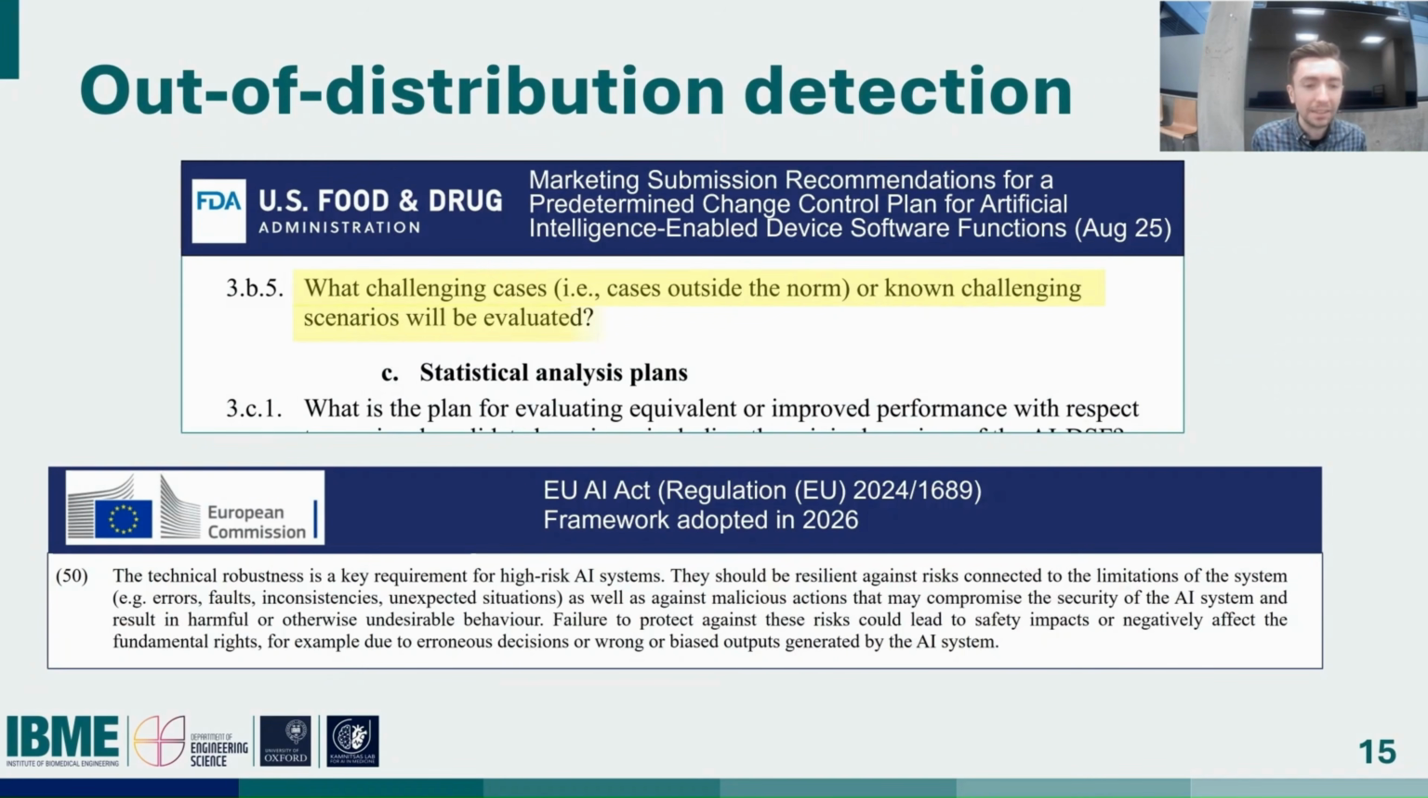And this has been highlighted recently by regulators in America, by the FDA, and the European Union in the EU AI Act, which have both recommended evaluating models on outer distribution inputs. So this is going to be a large consideration for AI safety going forwards.